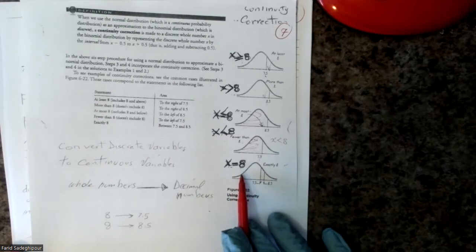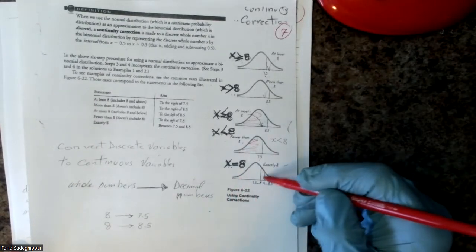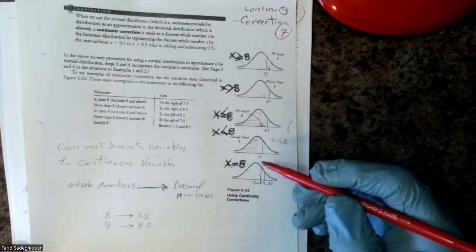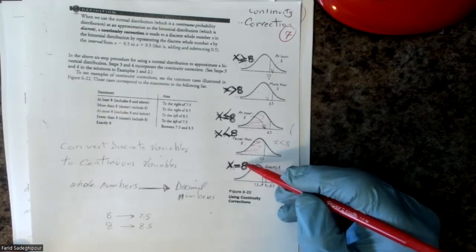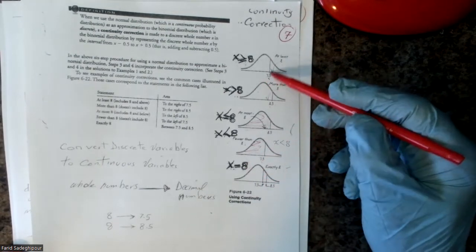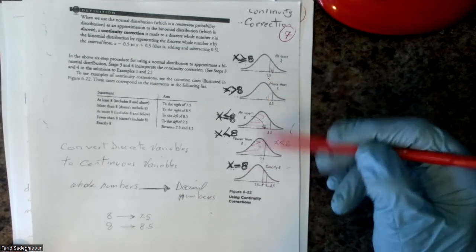And if we say X equals 8, you have just one number. So in that case, you add 0.5 and you subtract 0.5. So we go strictly based on the scenario that you have.